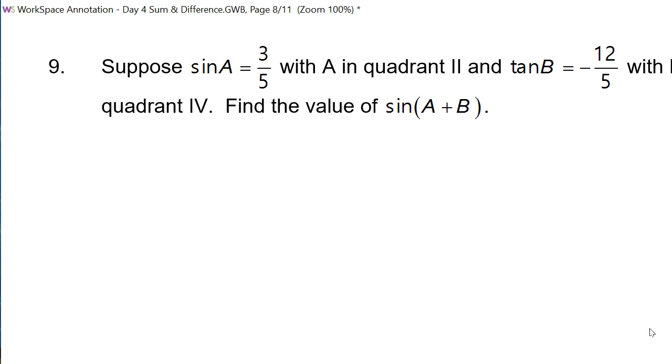Okay, number 9, it says, suppose sine of angle A is 3/5 and A is in quadrant 2. The tangent of angle B is negative 12/5 with B in quadrant 4. Find the value for the sine of angle A plus B. So again, diagram it first. Angle A is in quadrant 2.